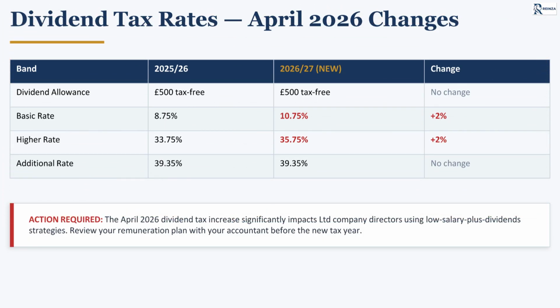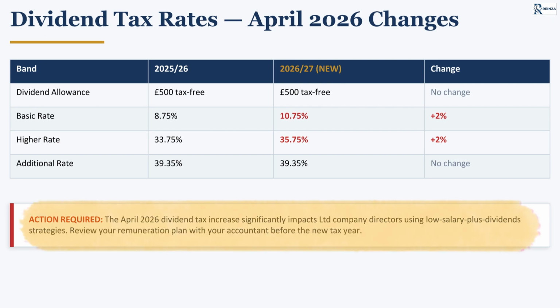This is a significant change for limited company directors who use the low salary plus dividends strategy. The 2% increase may not sound like much, but on a dividend income of, say, £40,000, that is an extra £800 in tax per year.